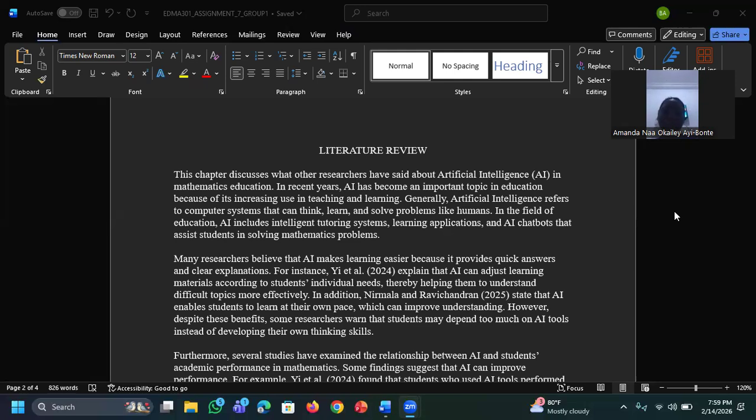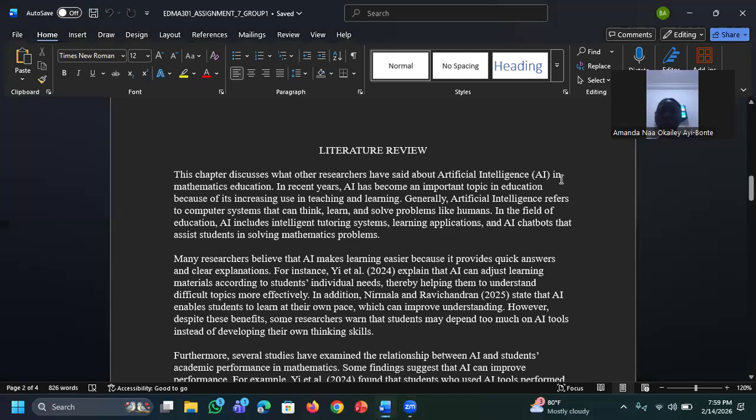And you can see this when you read the journal by E. et al., Nirmala and Ravikumar, and then George and Jalil. They all acknowledge that the AI tool can help students understand mathematics concepts through explanation, because it breaks down concepts into simpler forms.